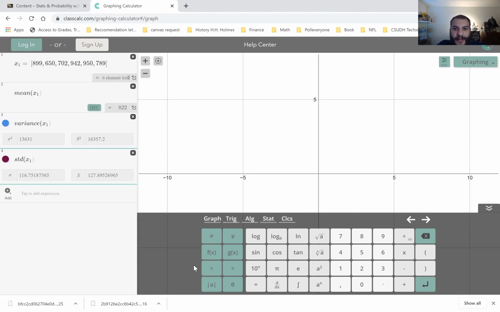Yeah, I already graded that exam. So if you go to my grades on the left-hand side, it should show you your grade. All right. Everybody good on mean, variance, and standard deviation?